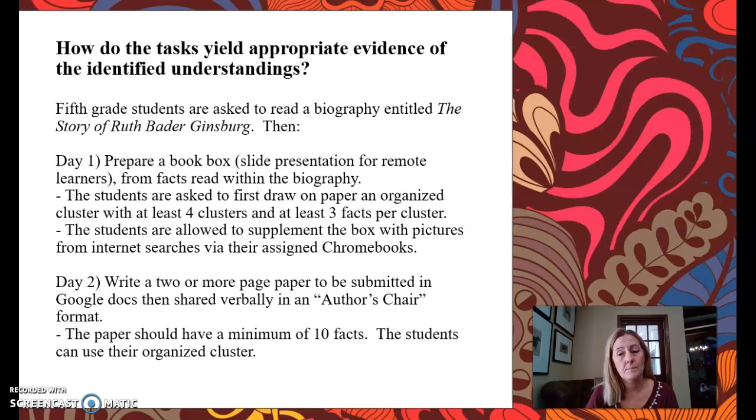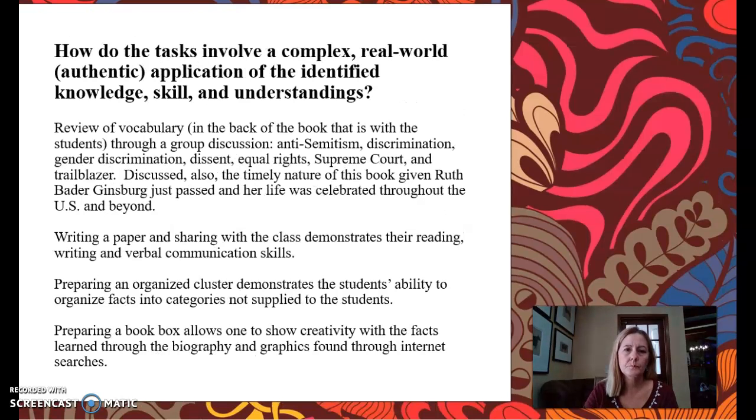However they wanted to organize the facts that they learned from the book, they could do that. The students were allowed to supplement that book box with graphics if they wanted to, just to show creativity, through internet searches, a way for them to use technology. They are assigned Chromebooks and have a printer available. On day 2, they were to write a 2 or more page paper to be submitted in Google Docs and shared verbally via an author's chair, where they could sit and share one at a time to the class. The papers should have had a minimum of 10 facts, and they could use their organized cluster from day 1.